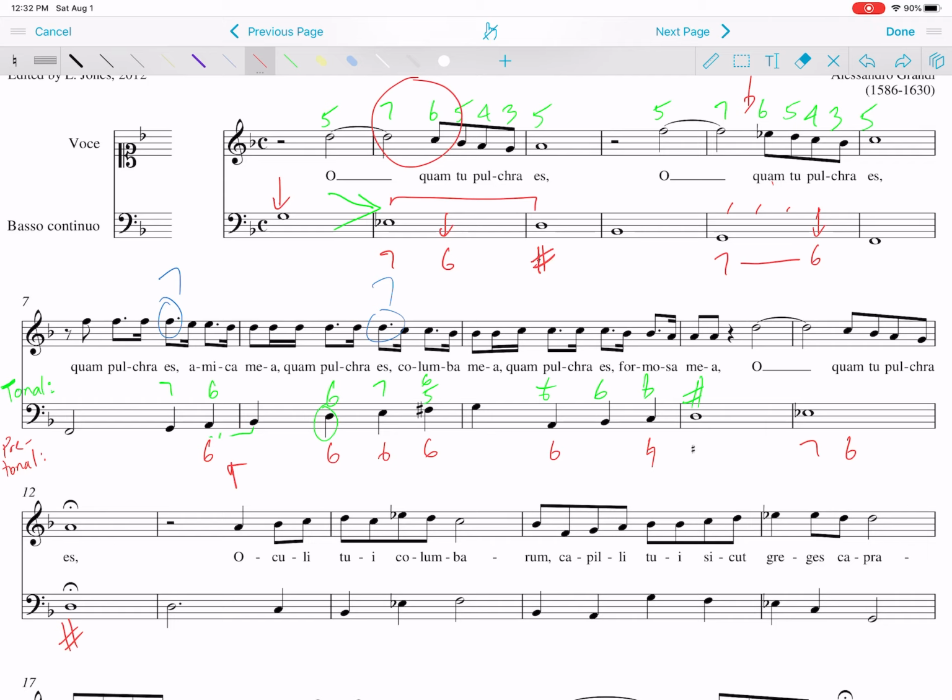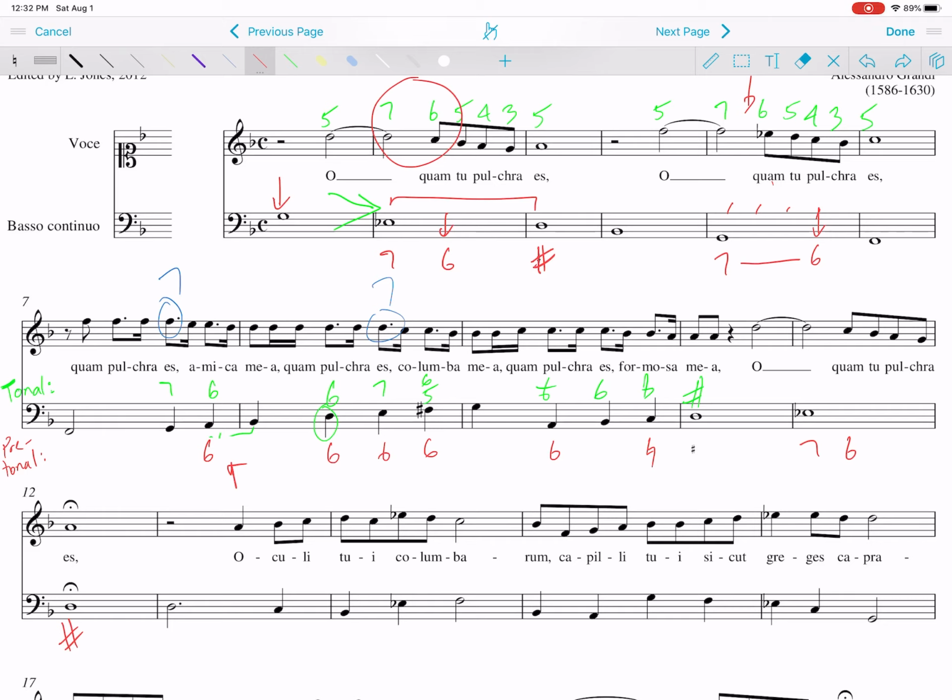Okay, and here's the pretonal version. I have to say, I really like the pretonal version. I feel like it really gives this piece a real 17th century sound. So I'm going to go with that.